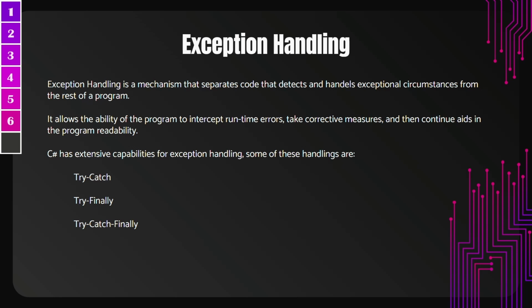Exception handling is a mechanism that separates the code that detects and handles exceptional circumstances from the rest of the program. It allows the program to intercept runtime errors, take corrective measures, and then continue, and it aids program readability. C# has extensive capabilities for exception handling, and some of these are try-catch, try-finally, and try-catch-finally, which we've already gone over before in this slideshow.